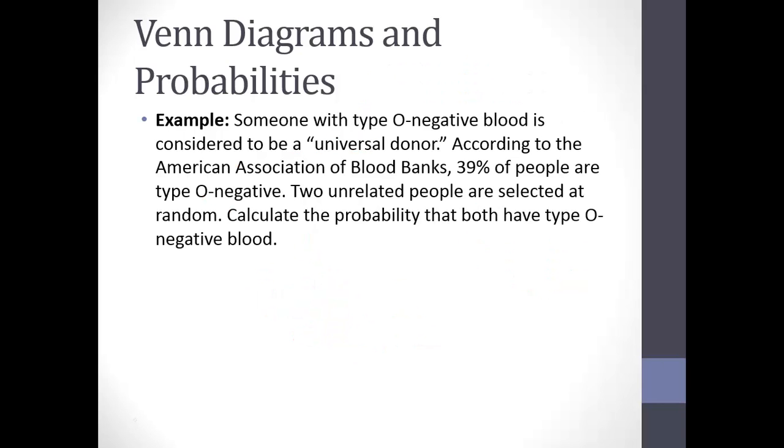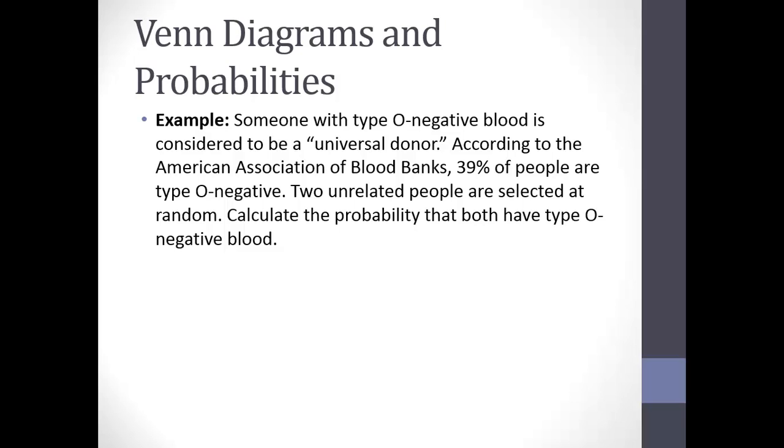Okay, so let's use this idea to show you what I mean by independence. Maybe we'll finish up here with this example. Suppose my example now is about blood types. As we all know, someone with type O negative blood is considered a universal donor. When you're receiving a blood transfusion, you have to match your blood type, but if someone has O negative blood, then anyone can receive their blood. According to the American Association of Blood Banks, 39% of people are type O negative.